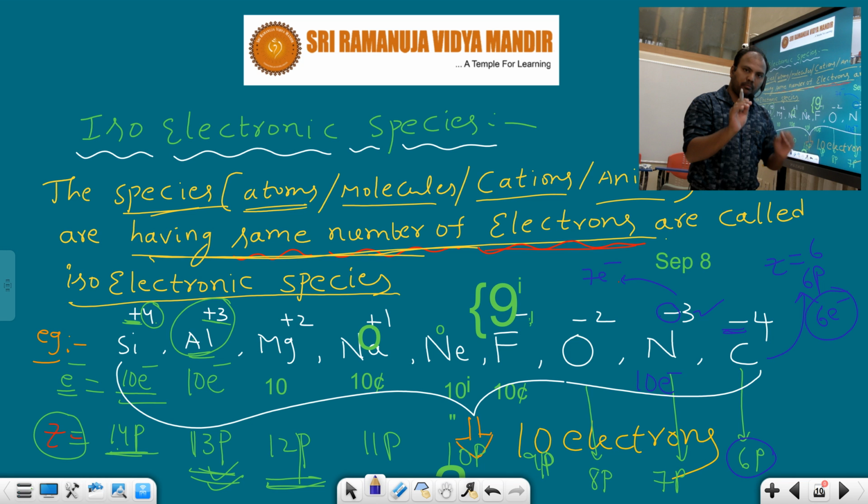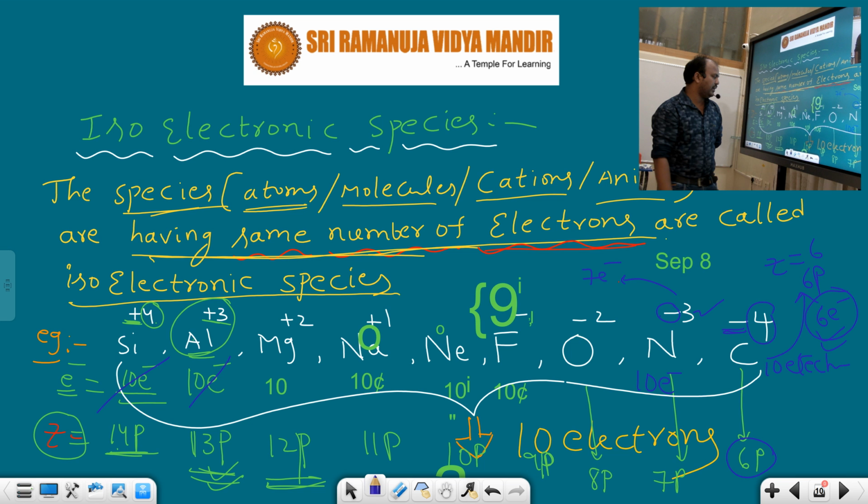So in this case you should observe that. Silicon plus 4 ion has 10 electrons. Aluminum plus 3 ion has 10 electrons. Magnesium plus 2 ion has 10 electrons. As well as sodium plus 1 has 10 electrons. Neon has 10 electrons. As well as fluorine has 10 electrons. O minus 2 ion has 10 electrons. N minus 3 ion has 10 electrons. Last but not least, C minus 4 ion has 10 electrons.